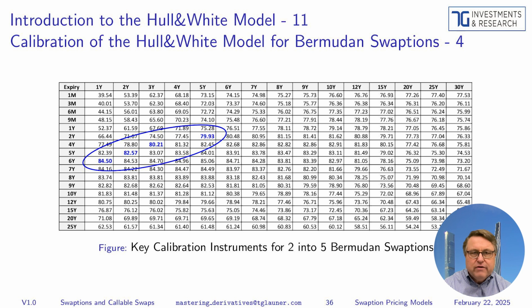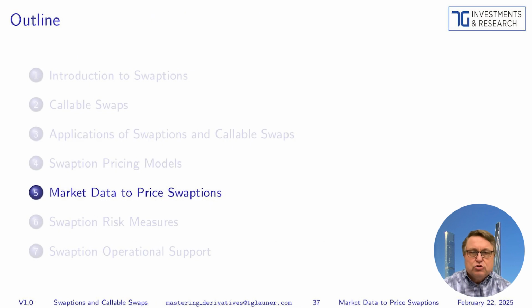The diagonal values are indicated in blue, where expiry and tenor match Bermudan exercise dates, and that are particularly important. The blue oval also shows why it's called the diagonal. You can see the European swaptions that are used is the 6 into 1, 5 into 2, 4 into 3, and 2 into 5.